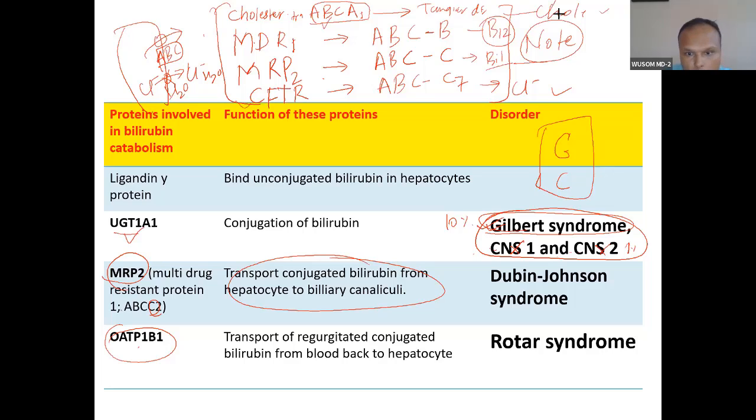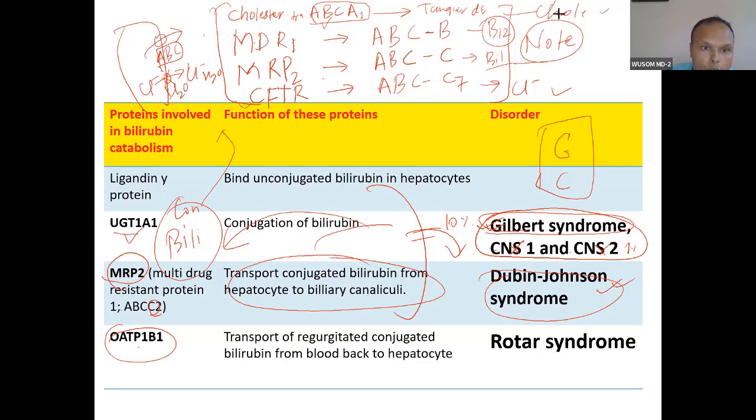Now MRP deficiency will cause, this is also a very benign type of condition, Dubin-Johnson syndrome. This excretory protein, if the hepatocyte is not able to excrete outside the hepatocyte, it will regurgitate. The conjugated bilirubin will regurgitate in blood, and this will also appear in urine. So this will cause urine dark yellow. This happens in the congenital disorder, Dubin-Johnson syndrome.